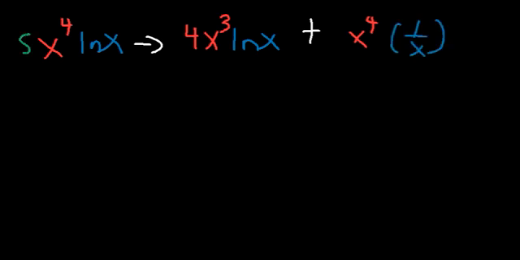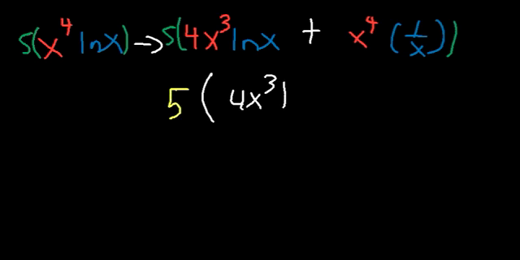Now let's say if there was a 5 in front. All you got to do is put the 5 in front of everything. You can distribute if you want, but you don't have to. So we have 5 times 4x cubed ln x, and then x to the 4 divided by x is x cubed. So if there's a number out in the front here, just leave it in the front and then distribute it later if you want to.